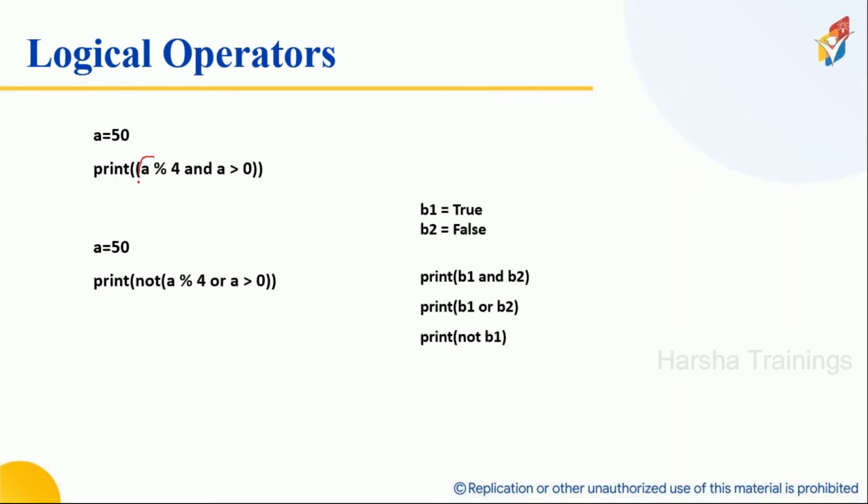50 mod 4. I need a reminder. Okay, 12 4s are 48. The remainder is 2. Clear? Yeah. Now, here it is true.